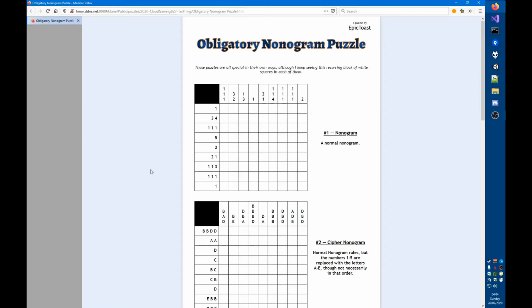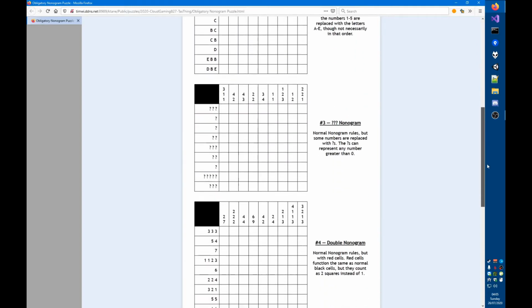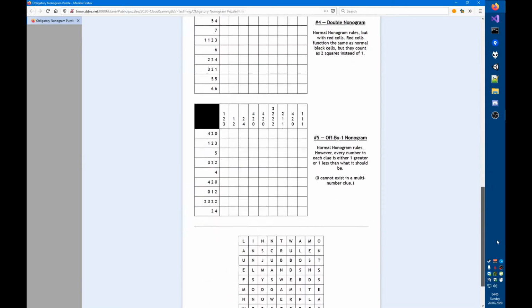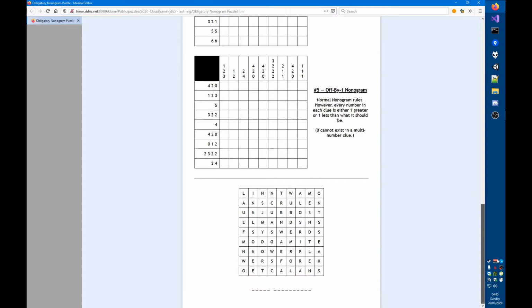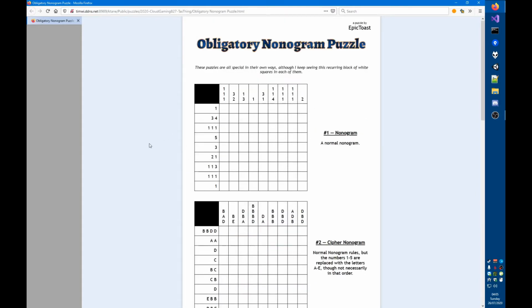Today we have an obligatory nonogram puzzle for you, made by EpicToast for the KTANE Puzzle Plethora. Now obviously obligatory is a bit of a joke, but anyway, we have a puzzle here that consists of 3, 4, 5 separate nonograms, each with special rules, and then we have something at the bottom that we haven't figured out yet. I haven't looked at the puzzle at all yet.